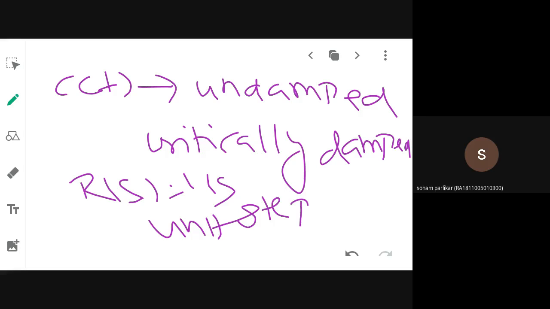Okay. In the same fashion, if they ask you to derive for unit impulse, then what will you do? What will you substitute for R of s? Unit impulse means one is substituted for R of s. Unit ramp means what will you substitute? One by s squared. Okay, remember this concept.